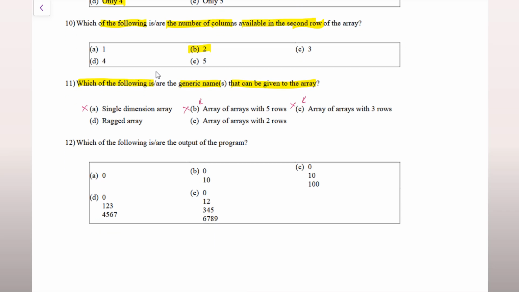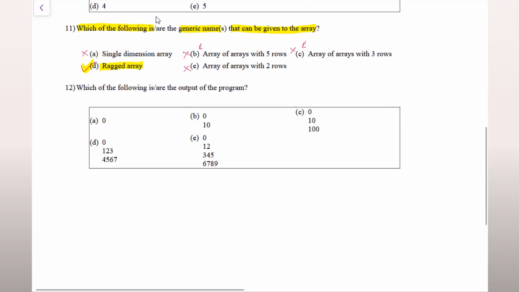And it's a ragged array. That's correct, right? Ragged array means it's a two-dimensional array, and each row might have a different number of elements, right? Number of columns. So that's a ragged array. That's correct. And then array of arrays with 2 rows, this is wrong, right?